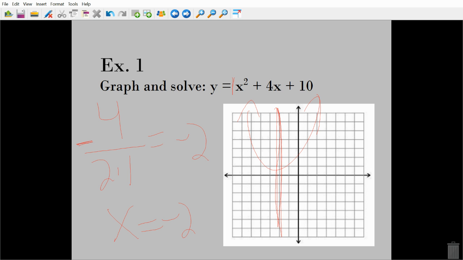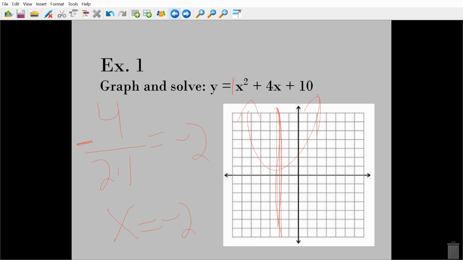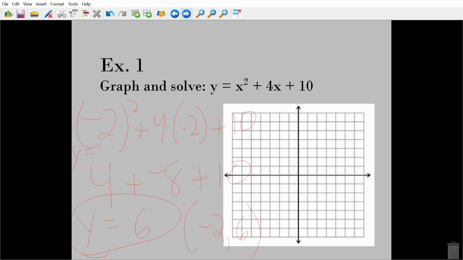All right. Now, if we plug that in, negative 2, if we plug in x for negative 2, we'll find the y. Negative 2 squared plus 4 times negative 2 plus 10. We get a value of 6 for y. So negative 2, 6 is our vertex. So our axis of symmetry is x equals negative 2. That's just the line. And then the vertex is the point when we throw in that y value. That's our point. So at negative 2, 6 is where that vertex is going to go.